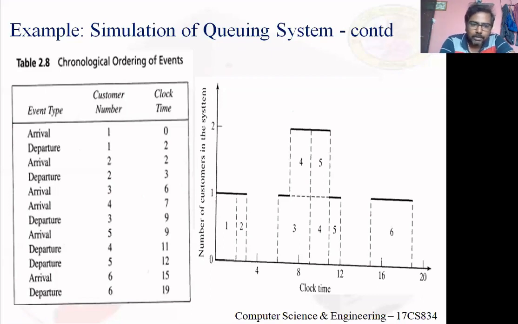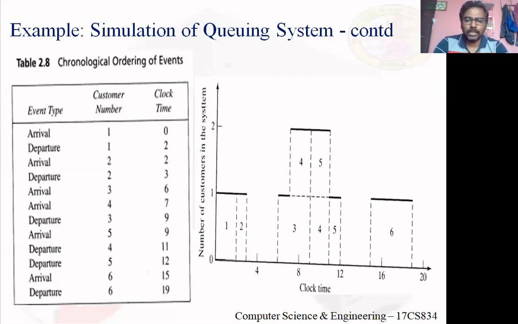Customer 3 departs, he will leave, but customer 5 will arrive. So from 9 to 11, there are 2 customers, 4 and 5. You need to analyze this graph, analyze this chronological order of events, and you need to plot this graph. So just go through this. It's very easy. Just analyze it.